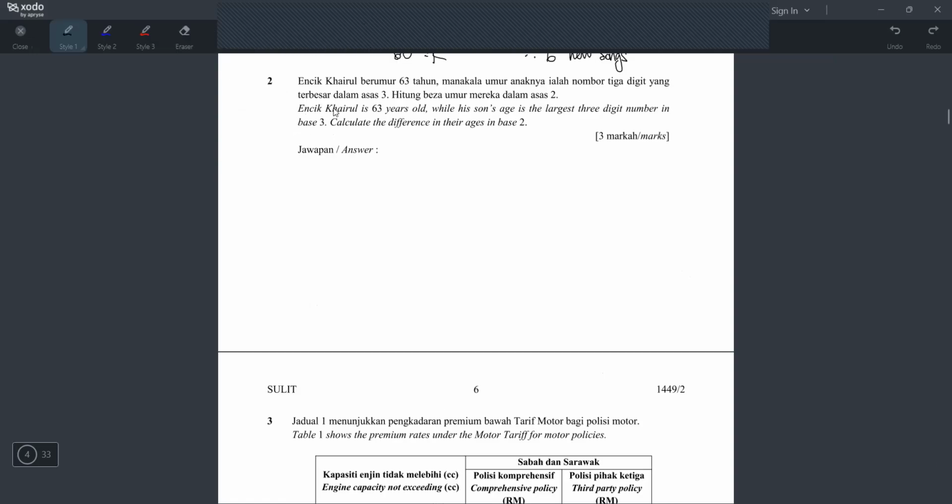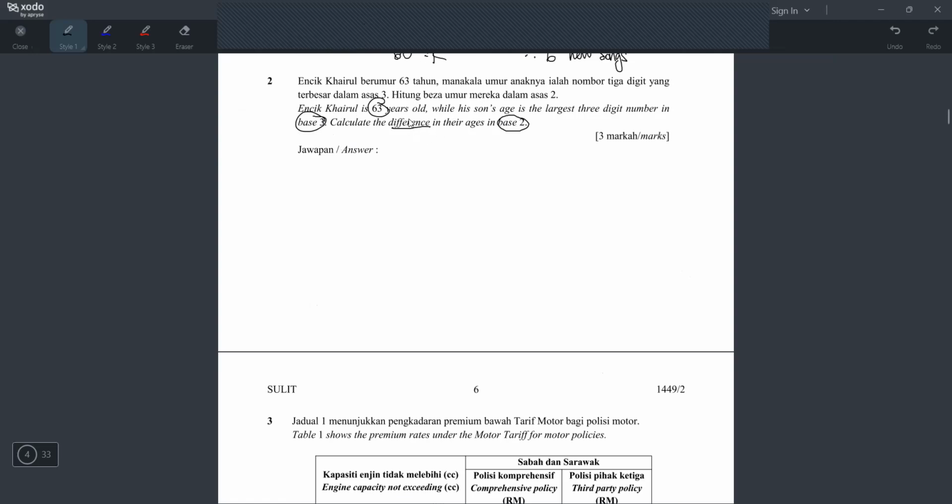Let's go. Number 2. Encik Khairul is 63 years old, while his son's age is the largest 3-digit number in base 3. So definitely it's a number-bases question, from Form 4 Chapter 2, right? Calculate the difference. Difference means you take the bigger minus the smaller. Difference means you have to minus. Calculate the difference in their age in base 2. So your answer has to be in base 2 and you have to find the difference.